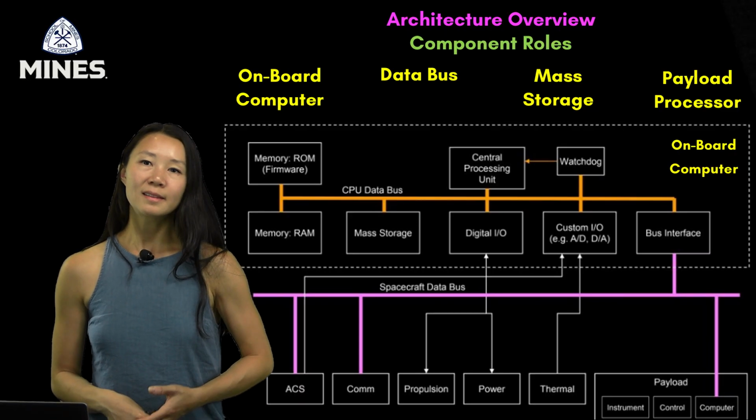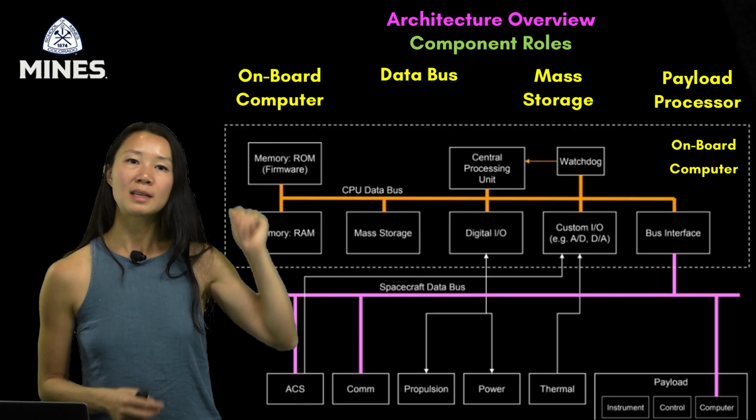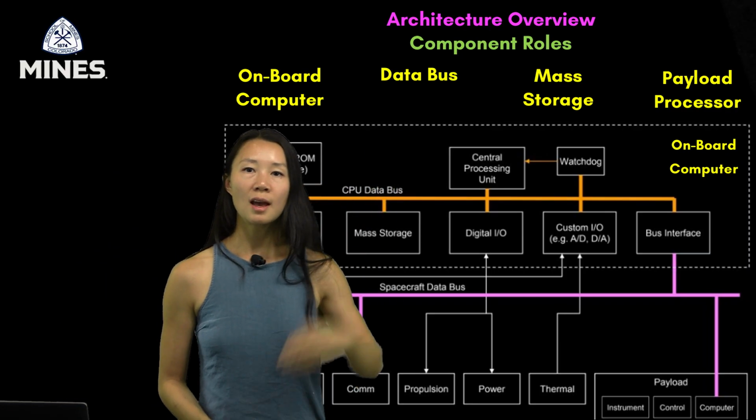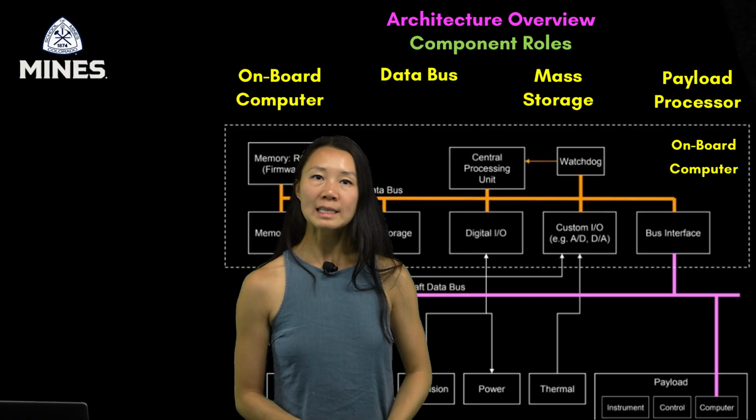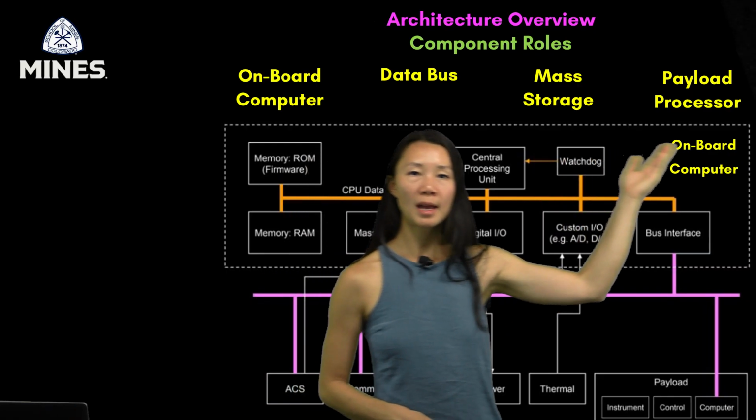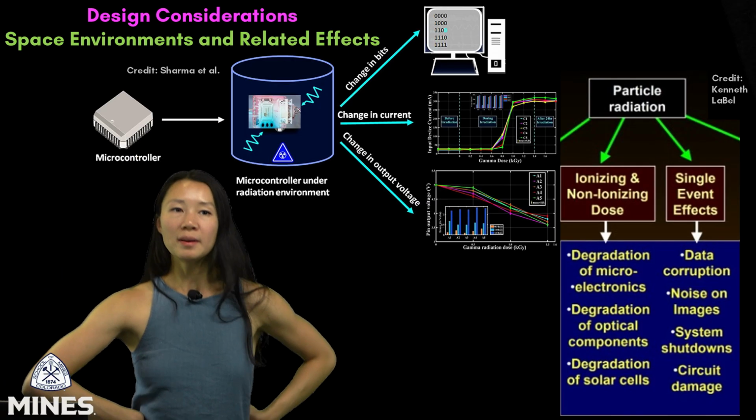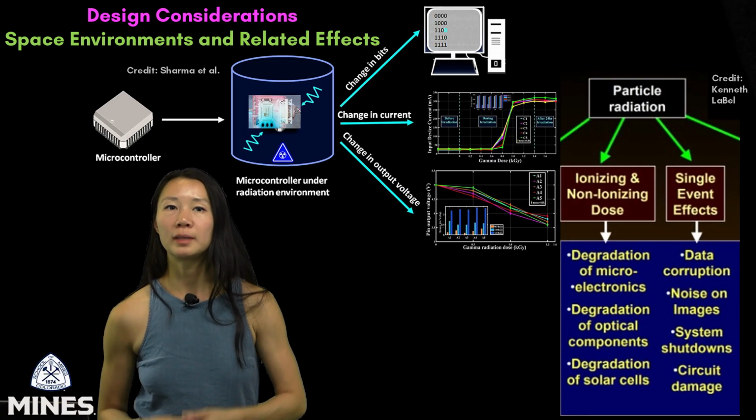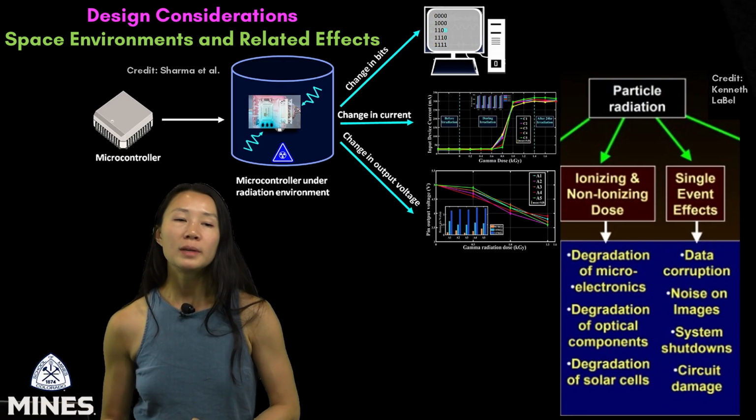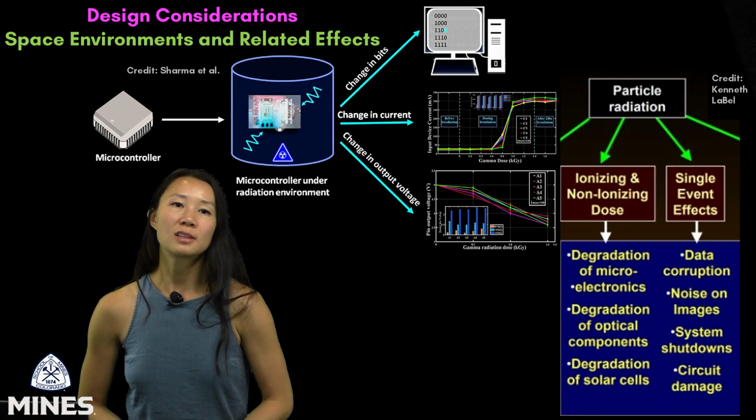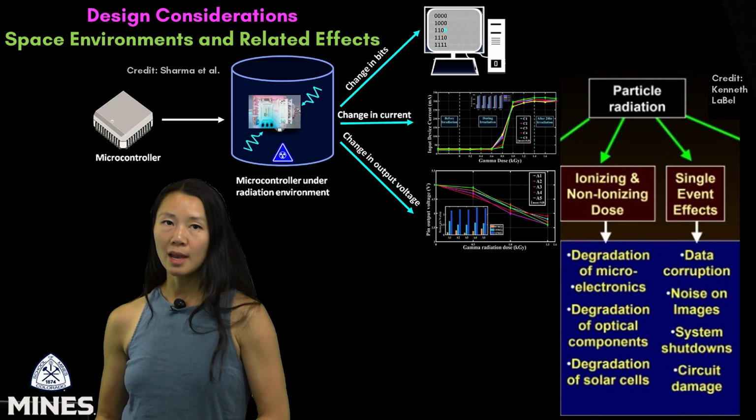So to summarize, the OBC executes commands and coordinates activities, the data bus connects all subsystems, mass storage preserves and organizes mission data, and the payload processor enables onboard autonomy for science. So now that we've covered the architecture and hardware of the CDH system, we need to ask an important question. How do we actually get that hardware to function reliably in space?